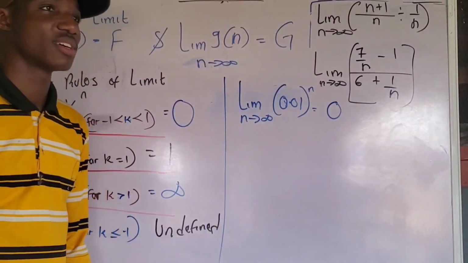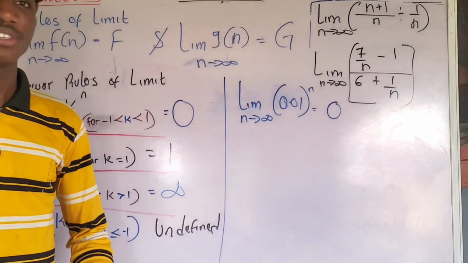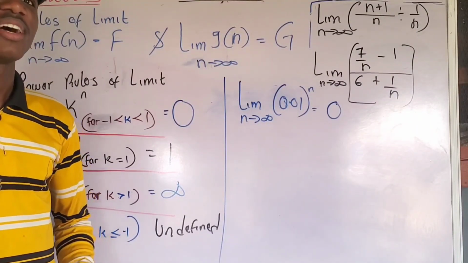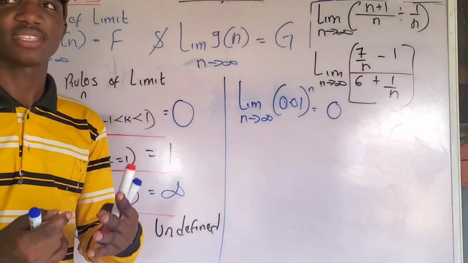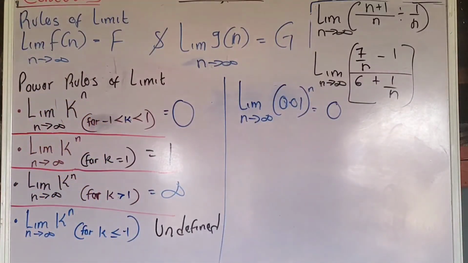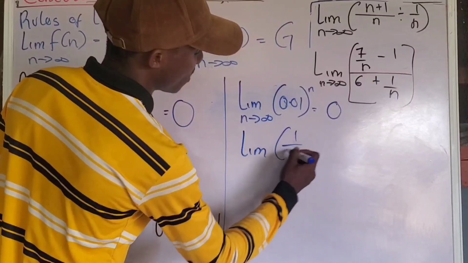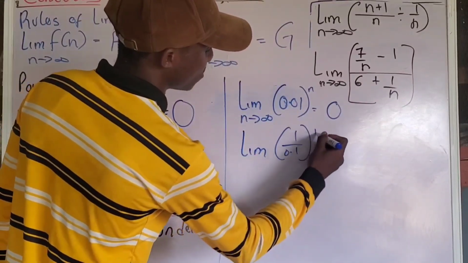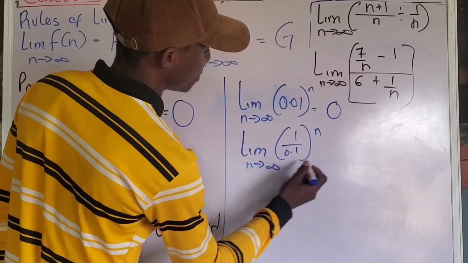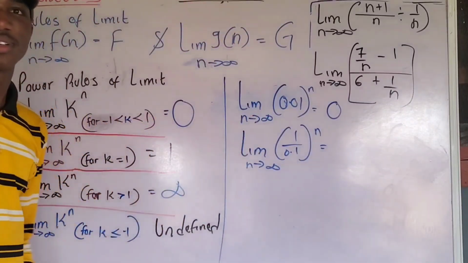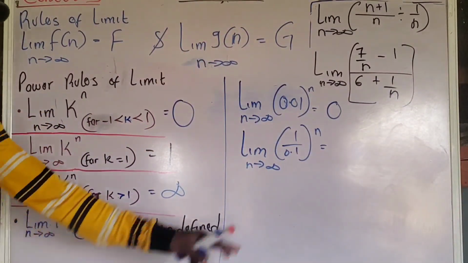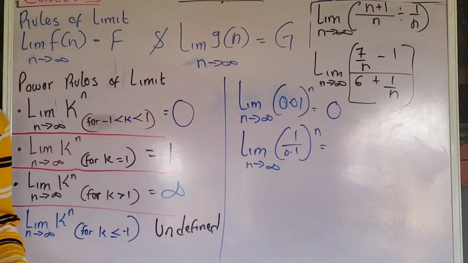Now I want to ask, does this limit converge or diverge? It converges. You understand? And this kind of limit is also called a finite limit. Okay. Now another example. Take the limit of 1 over 0.1 to the power of n as n tends to infinity. What will be the answer? The answer will be infinity.